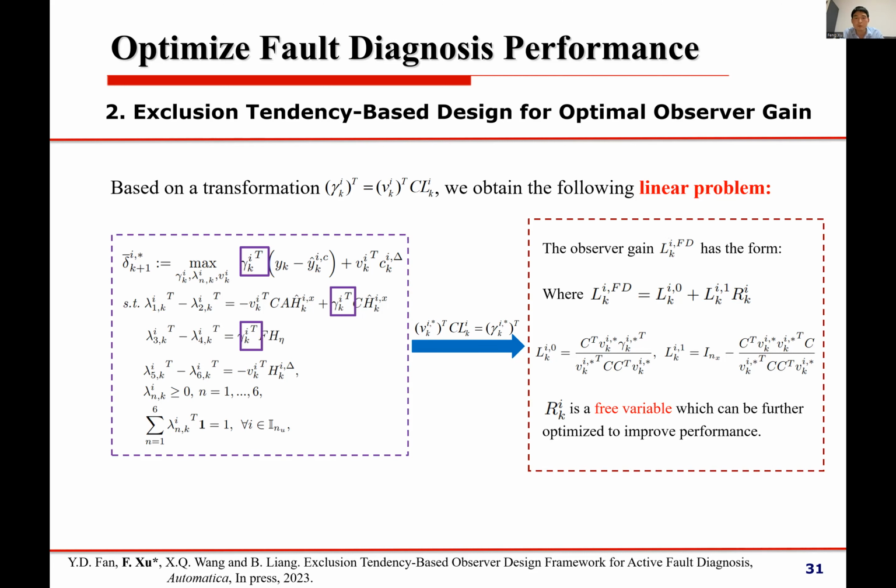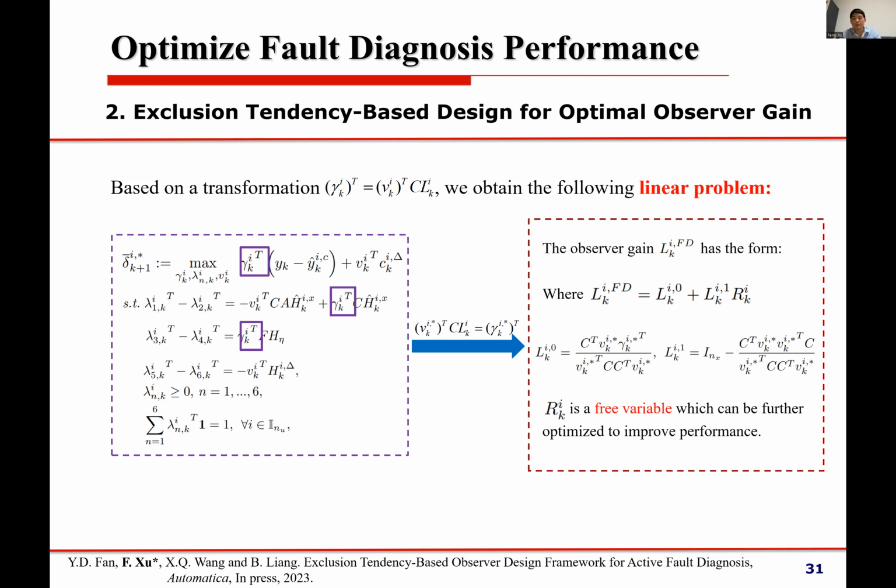The equation between gamma, v, and L to design the observer gains. And in the right side of this slide, we can get the general solution of the observer gains. It also has two parts. The first part is a special solution, and the second part is a free variable.